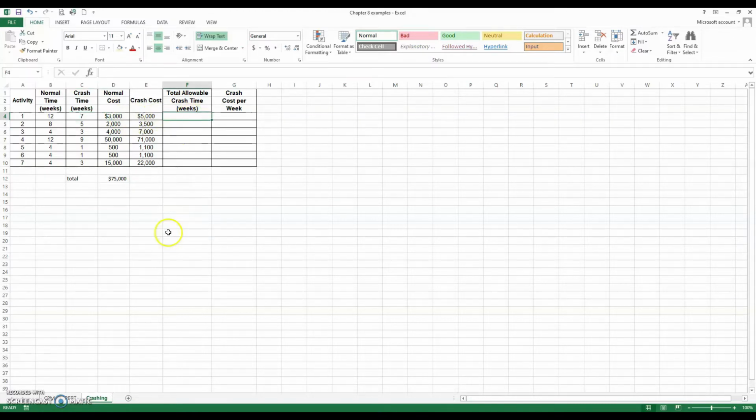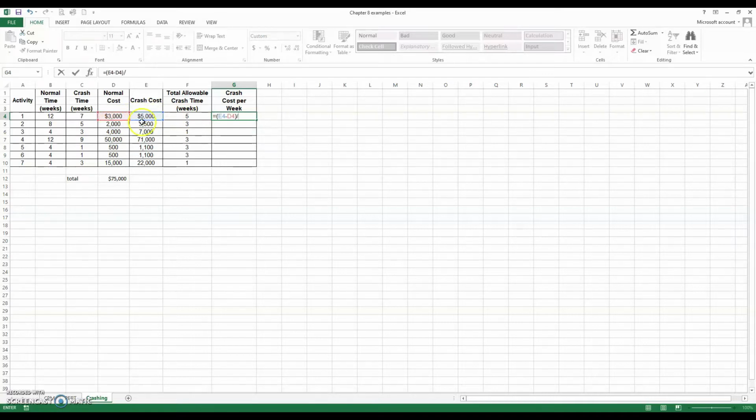Extra information in this table that we would need is a total allowable crash time, which is just the difference between the normal time and the crash time. So we can fill out this right away. We could crash activity 1 by 5 weeks, down from 12 down to 7.